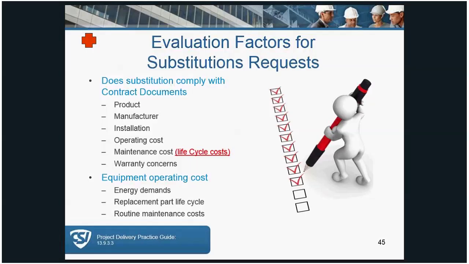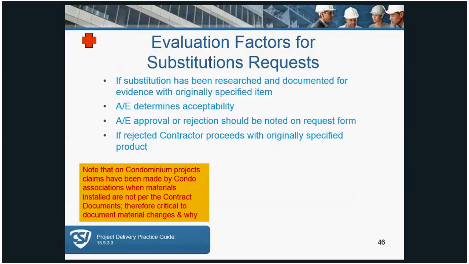Evaluation factors for substitution request. Does the substitution comply with the contract documents? Are there higher maintenance costs or life cycle costs that are affected by that substitution request? So those are things and criteria that architects should be reviewing. If the substitution's been researched and documented and it's determined that it's acceptable, then that information needs to be documented by the AE on that substitution request. If rejected, then the contractor should proceed with the originally specified product.